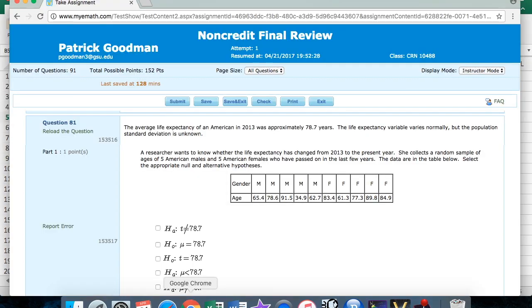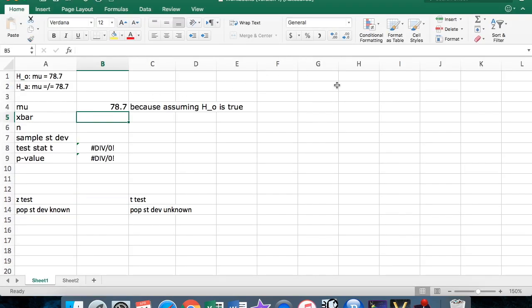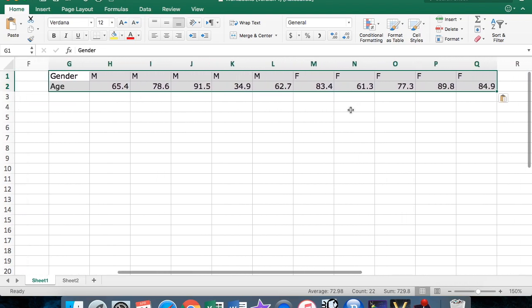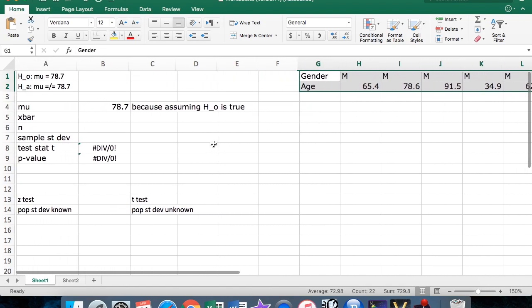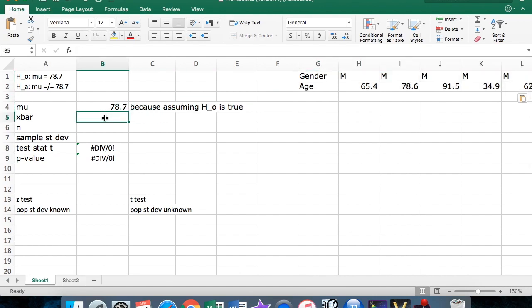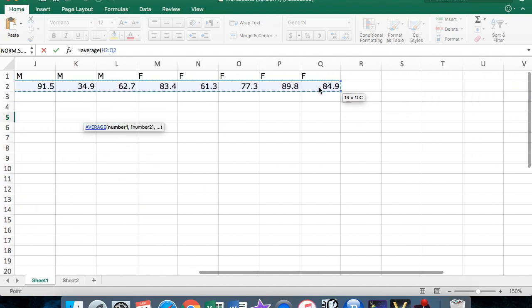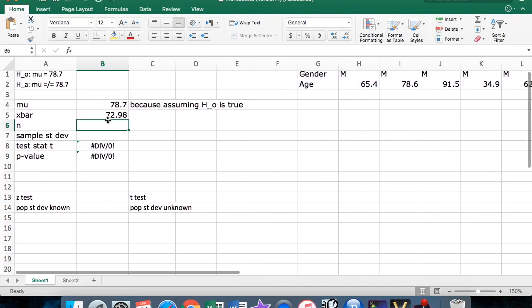Okay. And then here we have some data. So we have 5 American males and 5 American females. So here is the data that we're going to use. So let's just throw it over here. Okay, so this is all of my data. So when I'm going to get my x bar, it's going to be the mean over there. So if I want x bar, it's simply the average of all of the ages, right? These are all how long people lived. So there's my average.